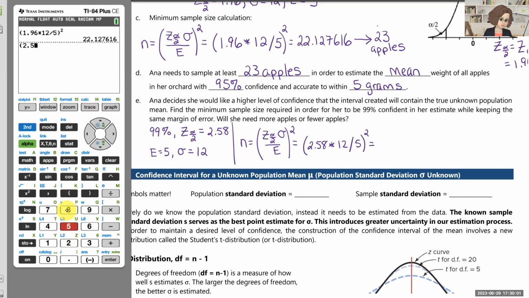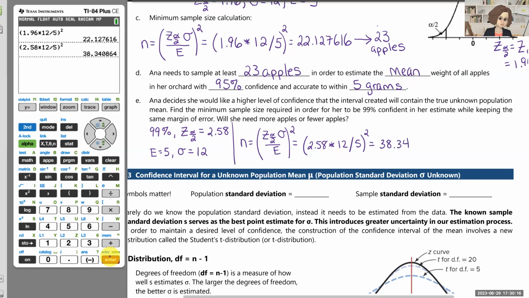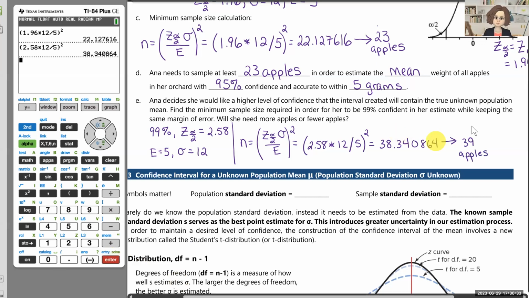All right, I'm going to enter that exactly again like I wrote it. And now, again, I'll write the whole number. You don't have to do that necessarily, but just so I have it in the notes, 38.340864. So I'm going to have to go up to 39 apples at minimum. So to be 95% confident in her results, only 23 apples, as opposed to more apples if she would like to be more confident.